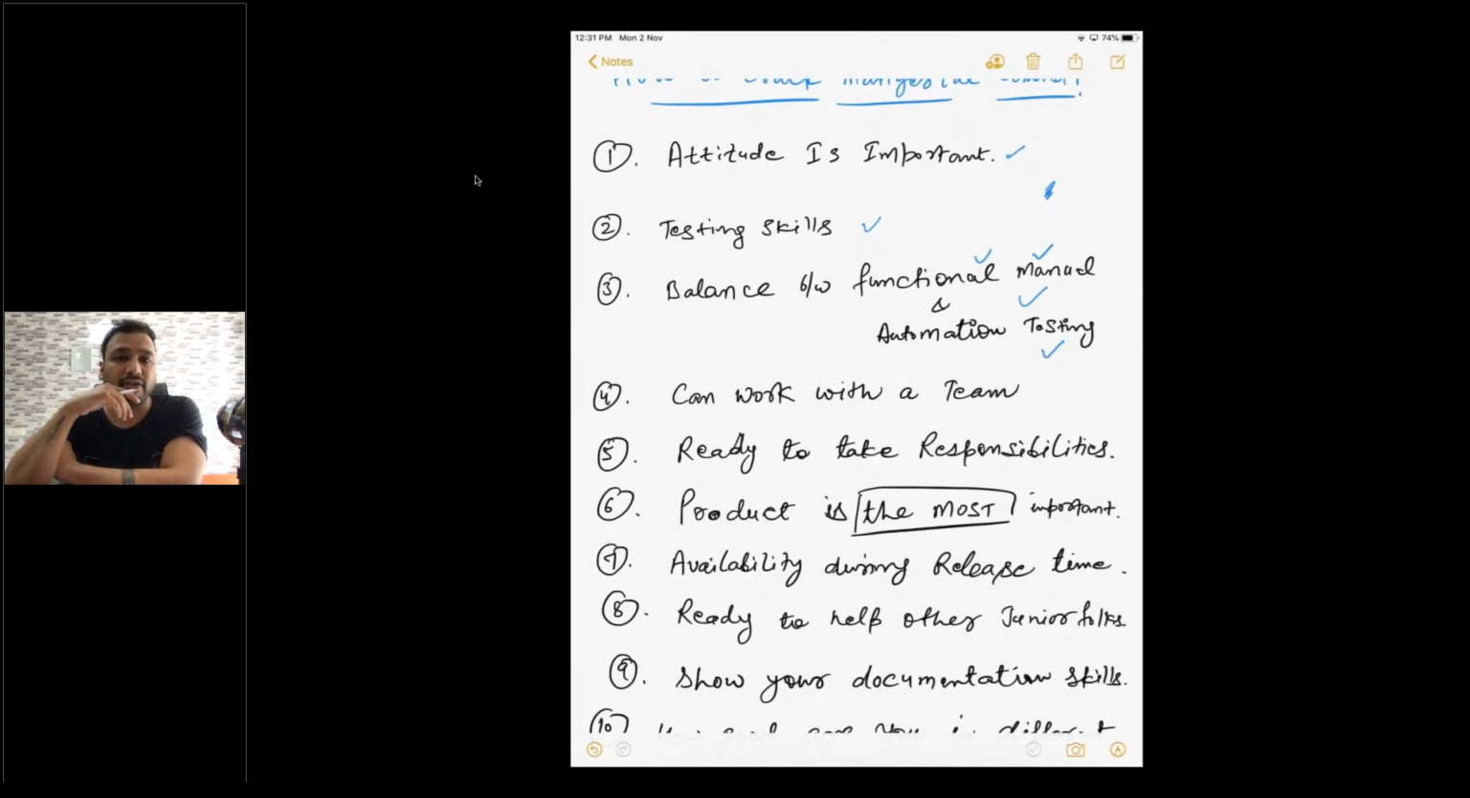What I have seen is a 5 year experience guy saying, "No, I just want automation work, other than that I don't want anything." That is the wrong thing that you are showing here. So please make sure you make a balance between functional and automation. It's not like only automation and it's not like only functional. You have to tell both the things together.